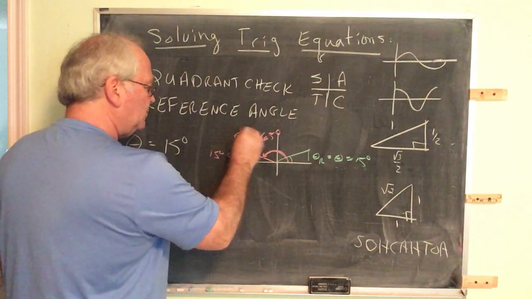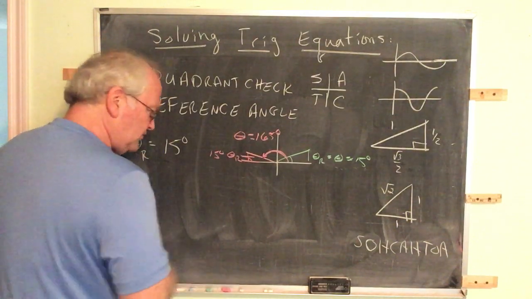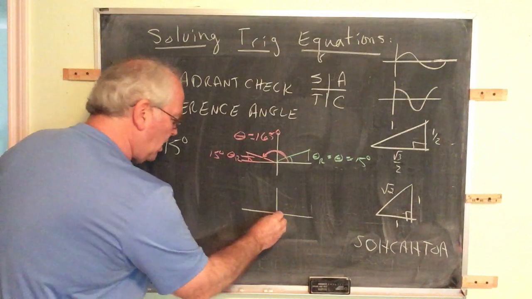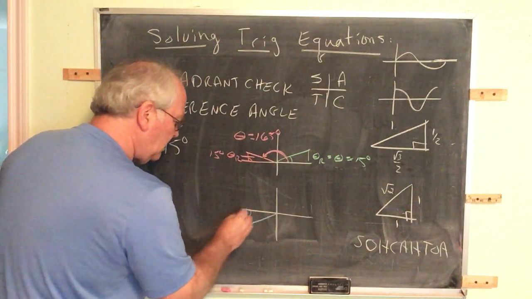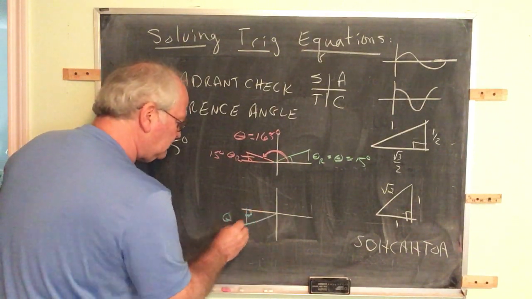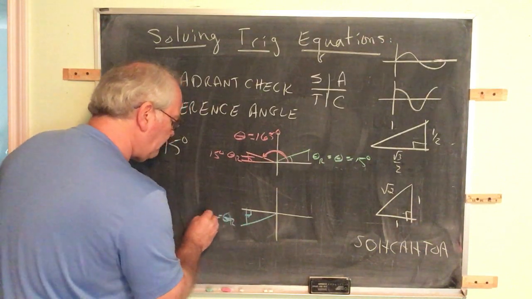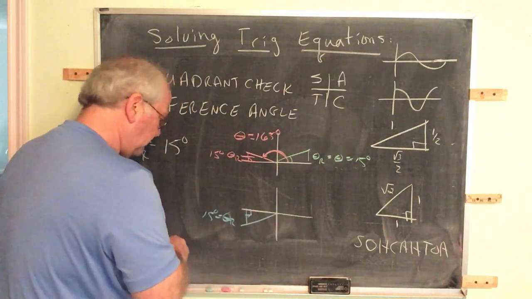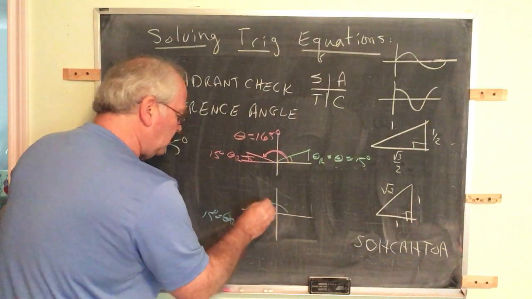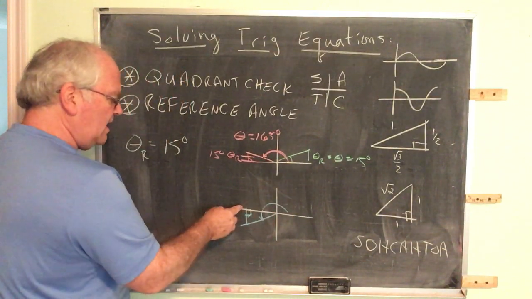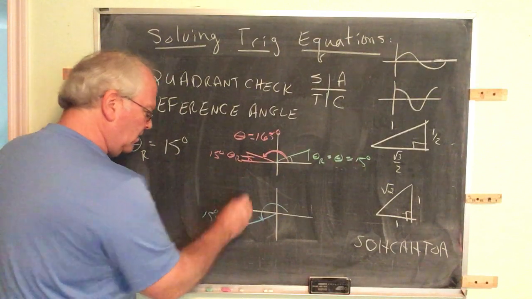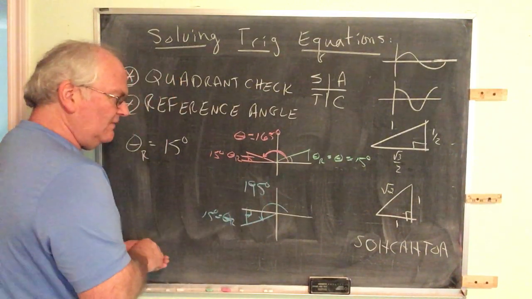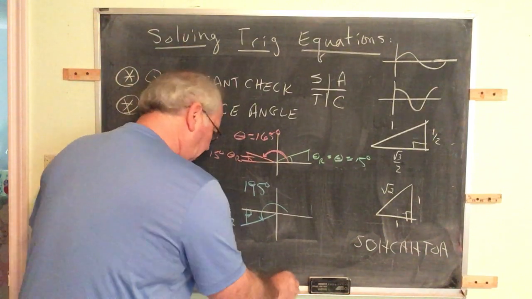That's theta, right? Now let's draw a new picture here. In quadrant 3, there's theta reference, and we want this larger angle. So that's 180 add on the 15 degrees. That's 195 degrees.